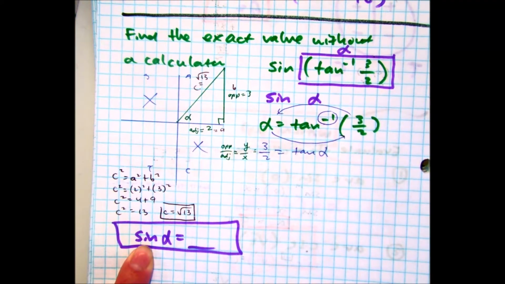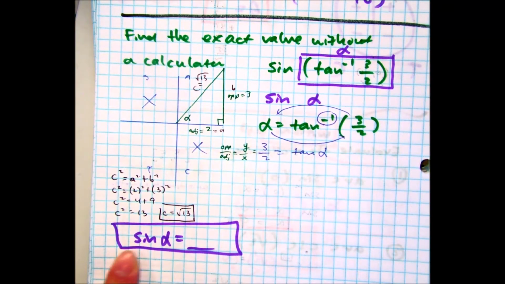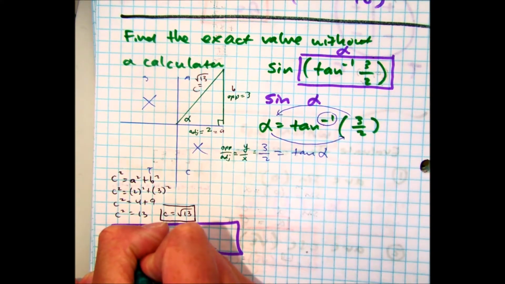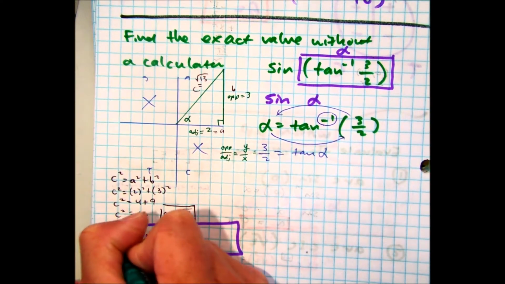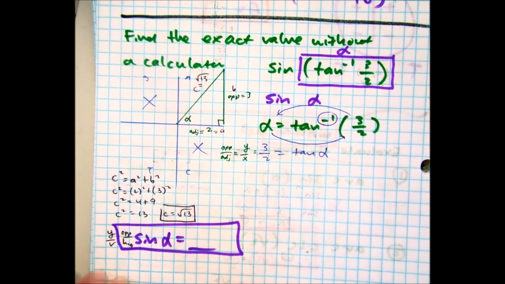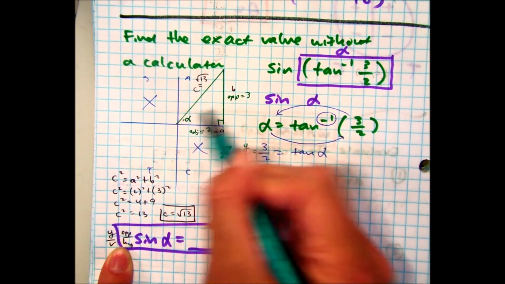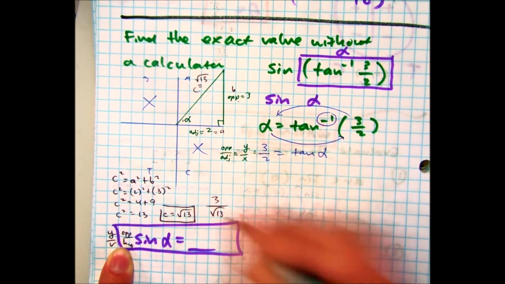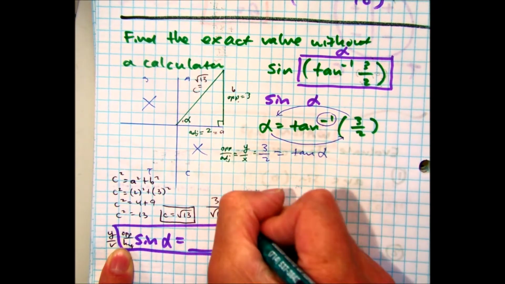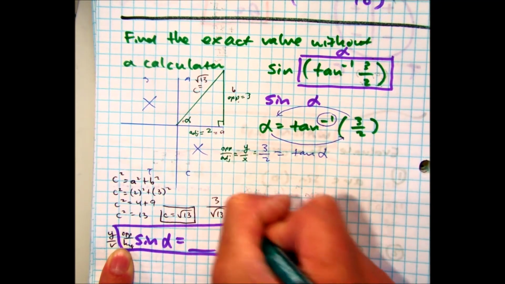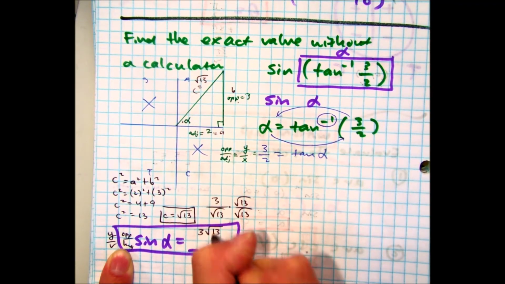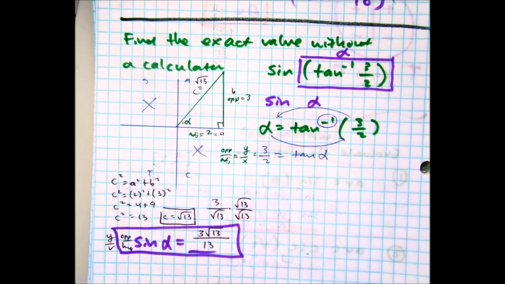Remember, in the problem, all I need to find was just sine. Sine is which two sides? Or y over r. Opposite over the hypotenuse, I have 3 over radical 13. This would be unacceptable because you want to simplify it, so you rationalize it. 3 radical 13 over 13 is our answer.